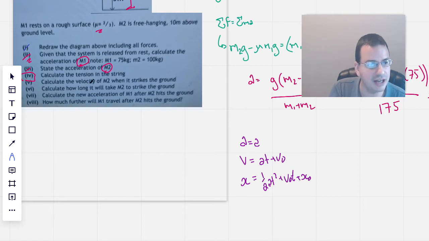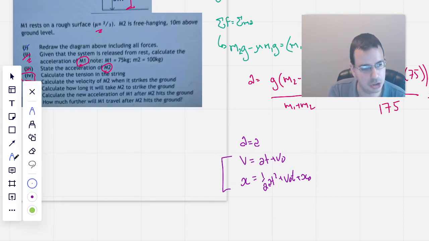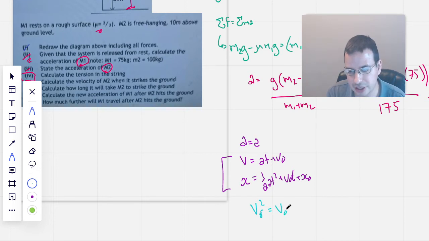And we want to calculate the velocity of m2 when it strikes the ground. All right, there's kind of a super secret fourth kinematic equation. Basically, we solve this for time and plug that into this, and we get another equation. That equation, you might recognize, is v final squared equals v initial squared plus 2a delta x, where delta x is the distance traveled.